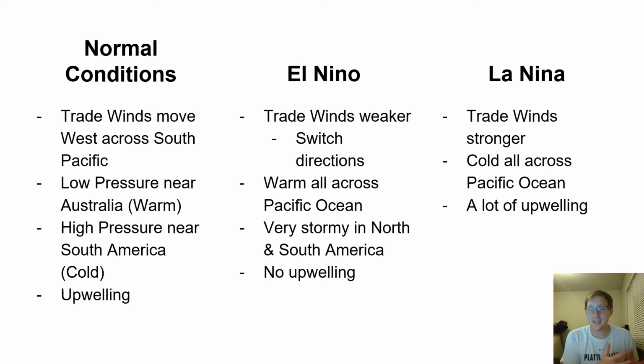La Nina is exactly the opposite. This is where the trade winds become really, really strong. This makes the entire Pacific Ocean cool because it causes a lot of upwelling. It's going to push so much water towards Asia and Australia that it's going to bring up a lot of cold water and make the entire ocean cold. So that's La Nina, El Nino, and then normal conditions.